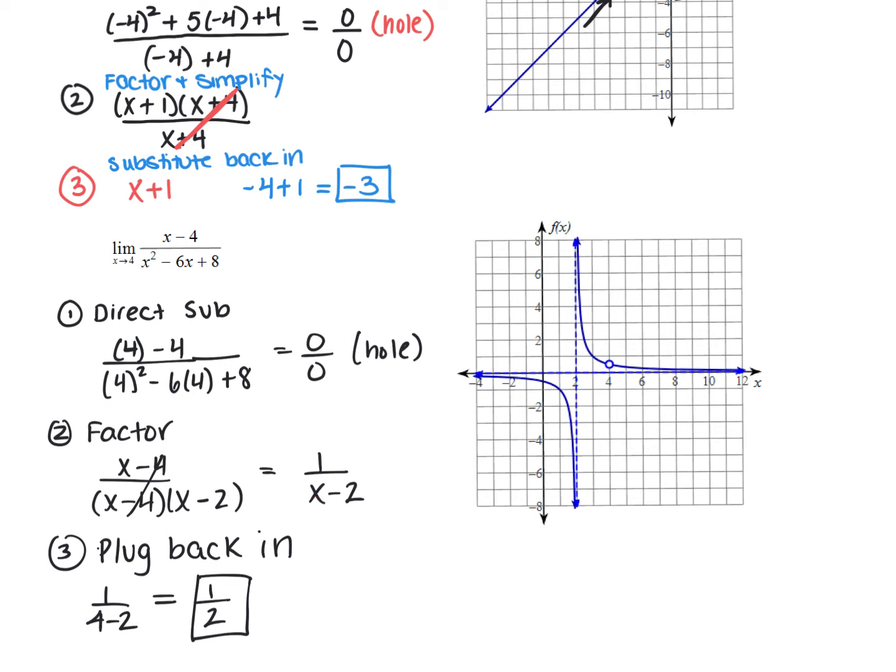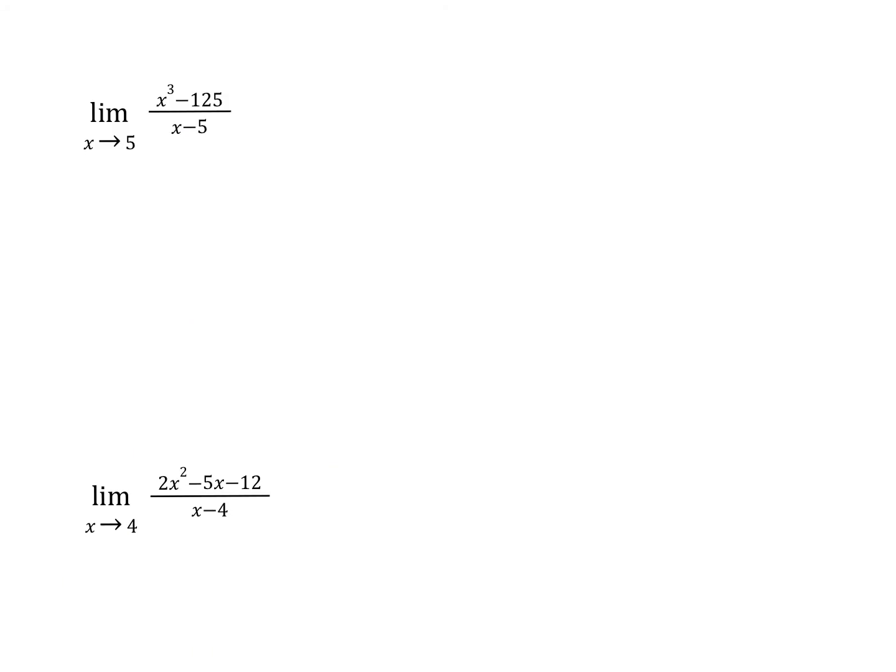So now I have 1 over 4 minus 2, which is 1/2. And we can check with the graph, the limit from the left and the limit from the right approach the same y value, which here looks less than 1, which could be 1/2. So that's it for 2 direct substitution problems. Let's try a couple more.